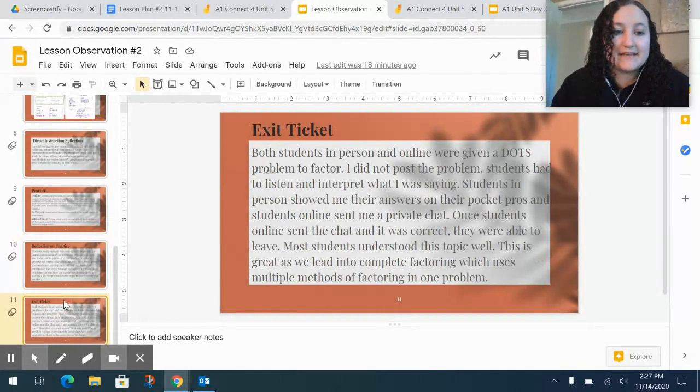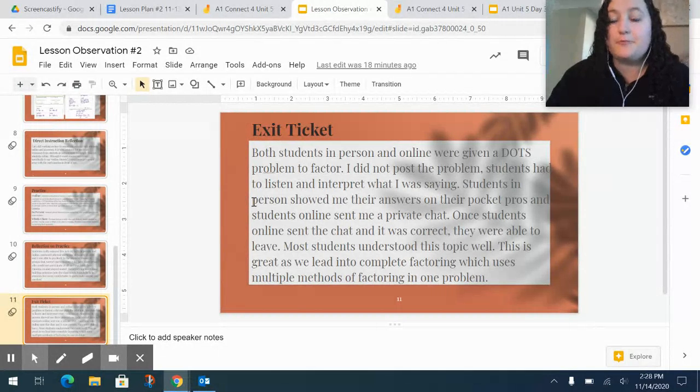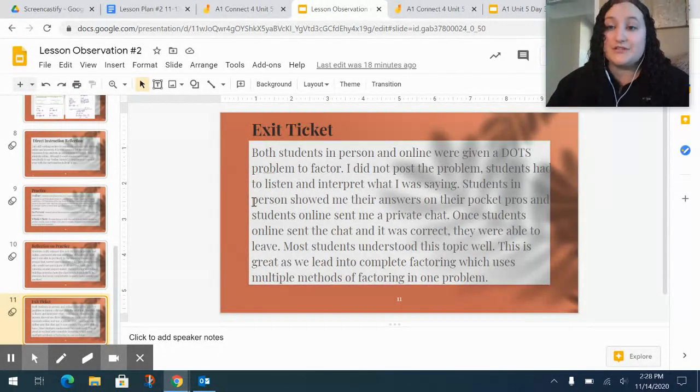Last, I had an exit ticket. I wanted students to independently show whether or not they could factor by dots. So I spoke the problem. I didn't post it anywhere. So students actually had to understand what I was saying and write it down and interpret that problem. I gave the students in person and online the same problem.